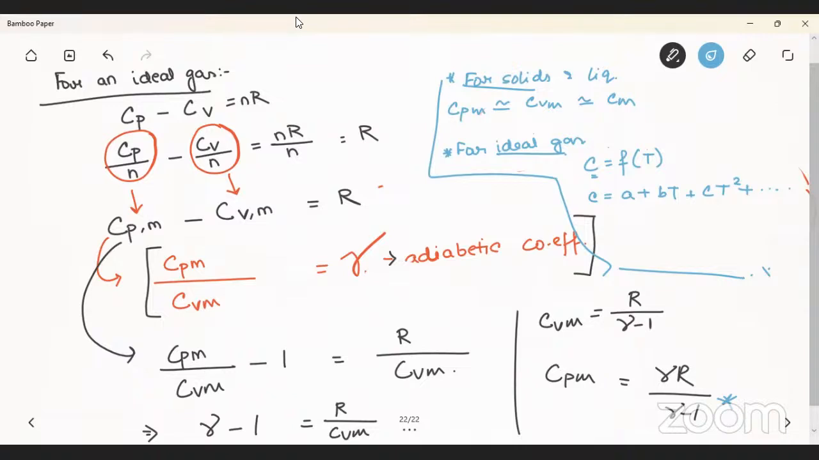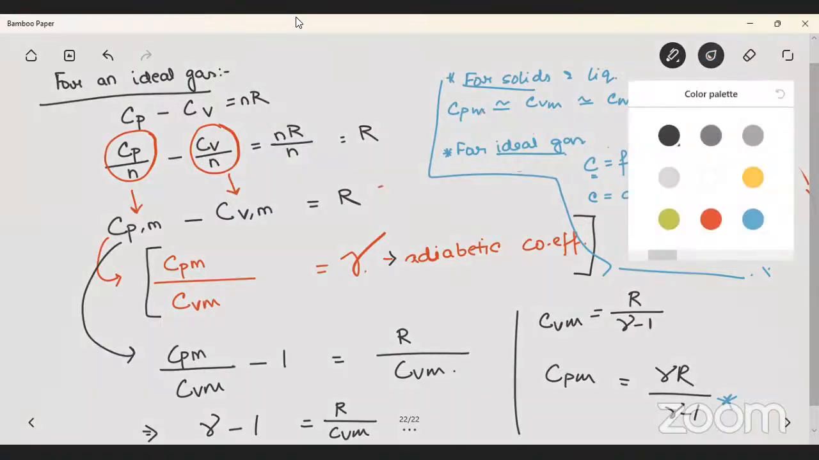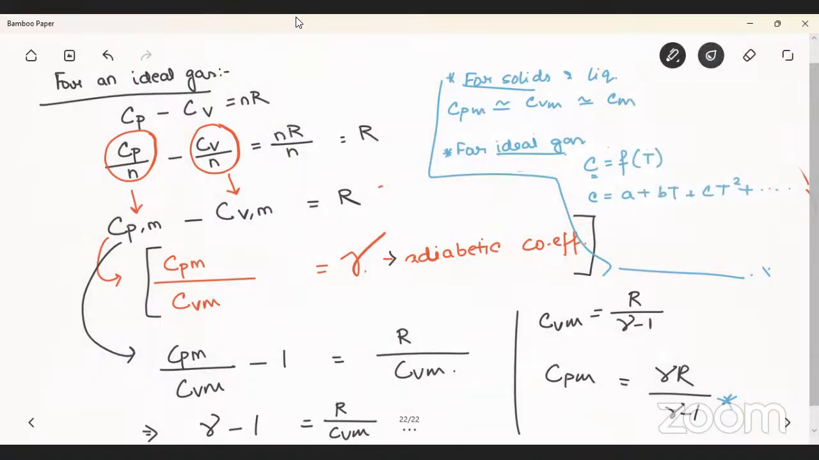Sometimes in your NEET, they can ask you like this: let's suppose heat capacity is a function of temperature, is this statement correct or not? Then write this. And for solids and liquids, remember this. Is this part clear to everyone, whatever I have taught so far? From the next class, we will be doing the degree of freedom.